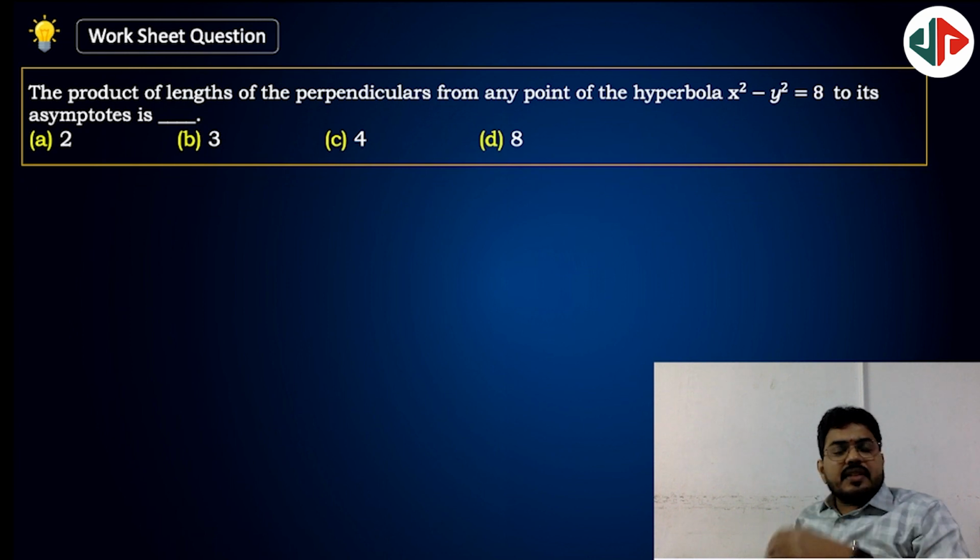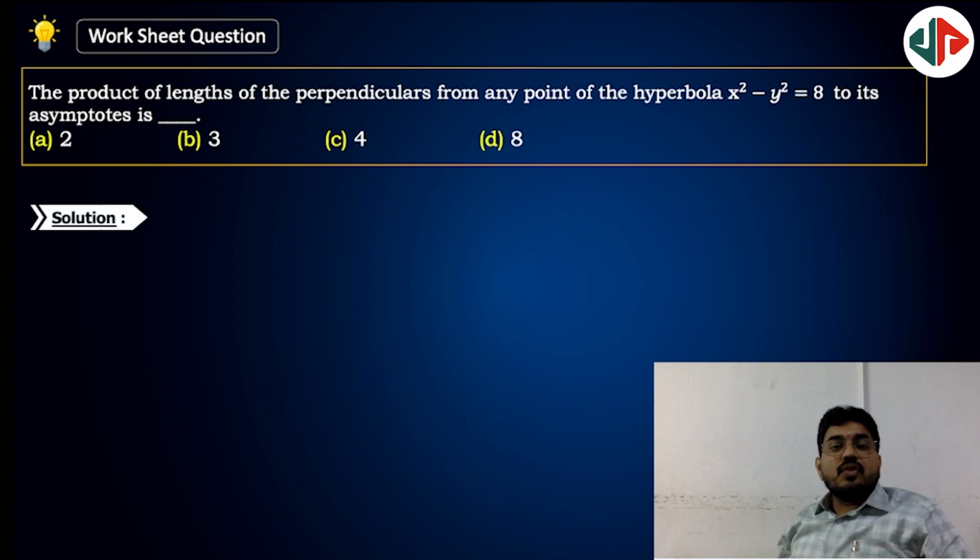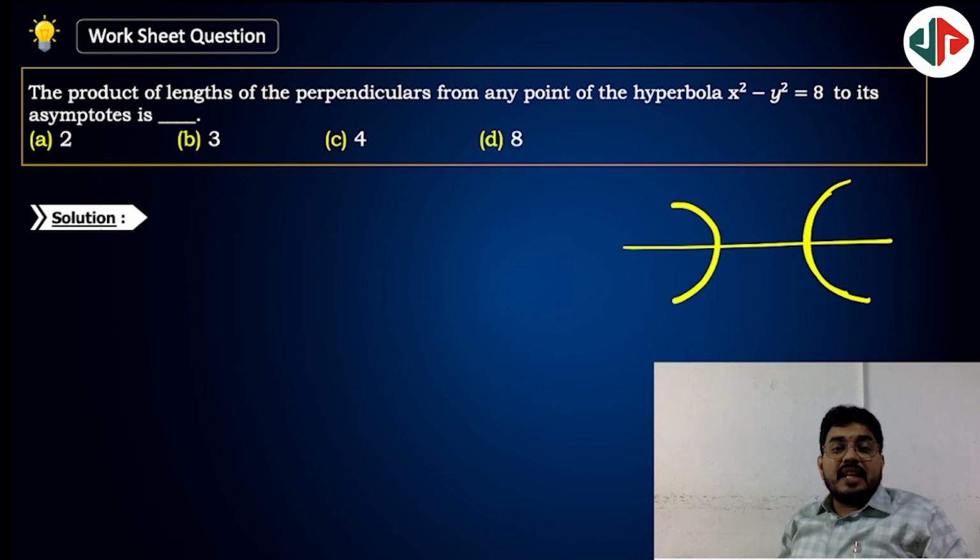The product of the lengths of the perpendiculars from any point of the hyperbola to its asymptotes. So x square minus y square is equal to 8. So the asymptotes are going to be like this: x is equal to y, and x plus y is equal to 0.